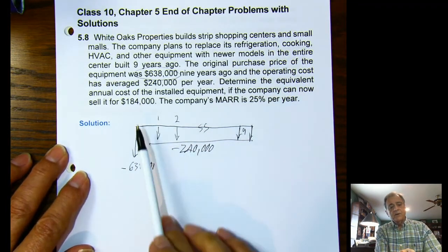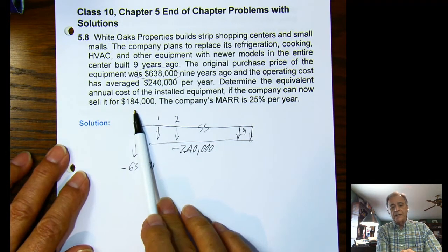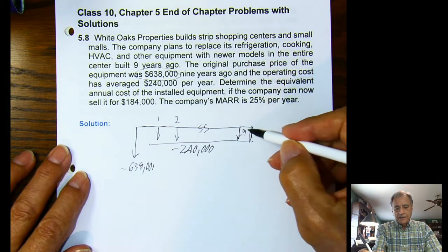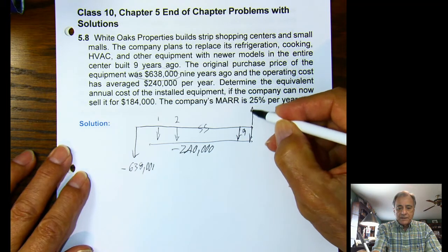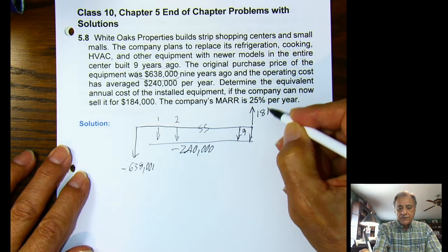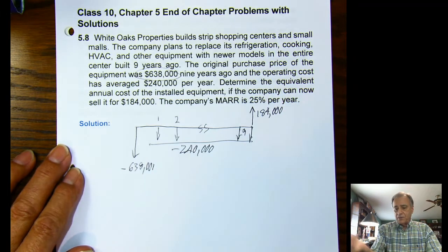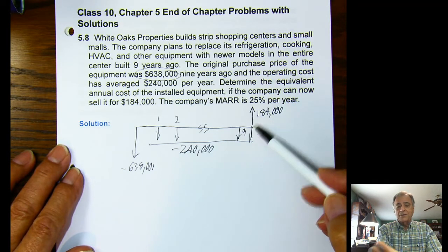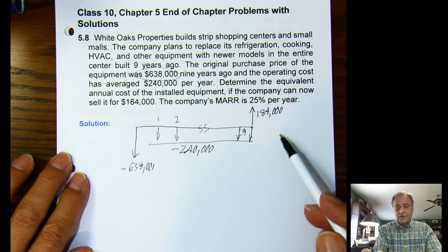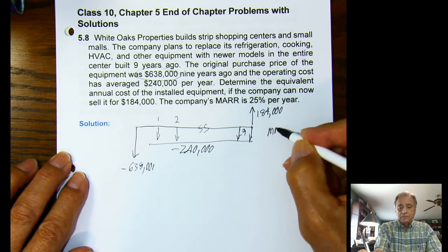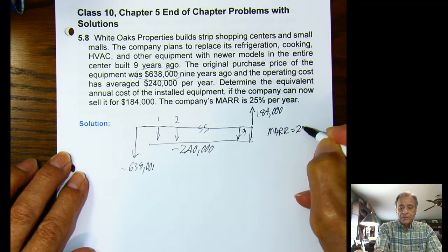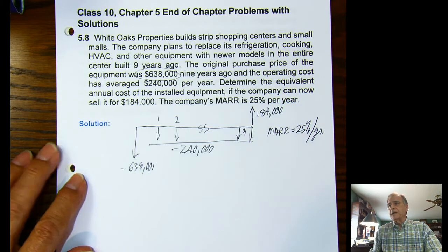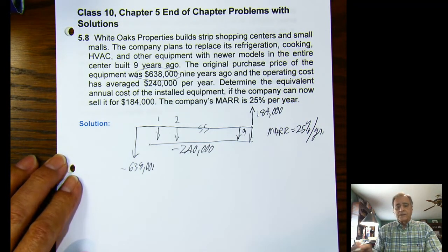And now he's saying we can get $184,000. This is the market value right now at time 9 of this equipment. So that is a plus $184,000 salvage value or market value, or another way to put it is it's the future value, but it's now, future being from 9 years ago. And we also have a MARR of 25% per year, and it's assumed to be compounded annually. So that's our cash flow.